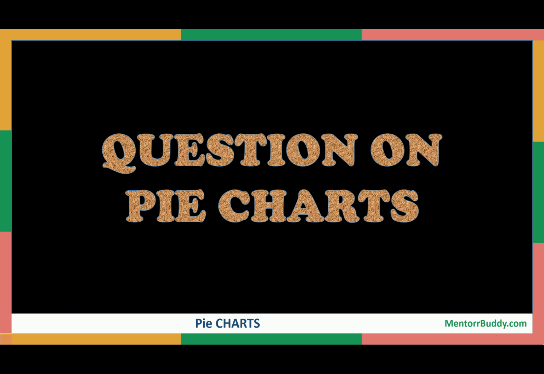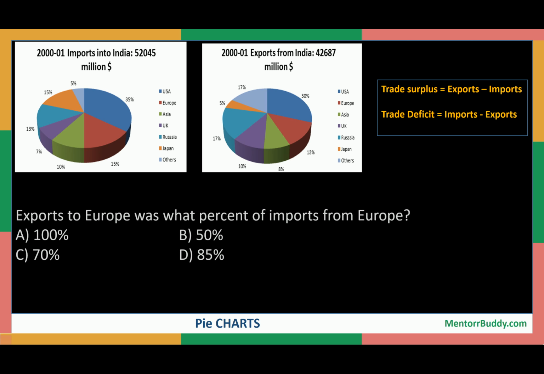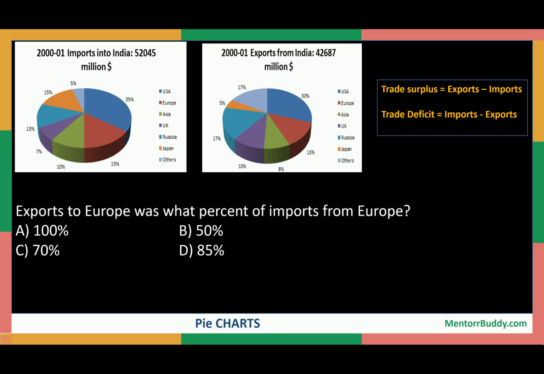Here we have a short video based on pie charts. So let's quickly see a question on it. Okay, so here you can see two pie charts have been given. One is showing imports to India in 2000-2001 and another is showing export from India in 2000-2001.